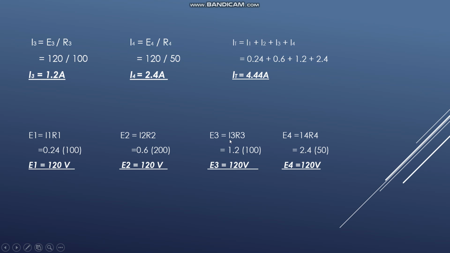E sub 3 is equal to I sub 3 times R sub 3: 1.2 times 100. E sub 3 is equal to 120 volts. E sub 4 is equal to I sub 4 times R sub 4. I sub 4 is equal to 2.4 times 50. So your E sub 4 is 120 volts. So that is true and correct. The voltage in parallel is one and the same, or equal. Is that clear? Or is there any question?